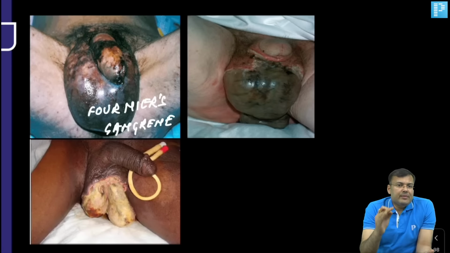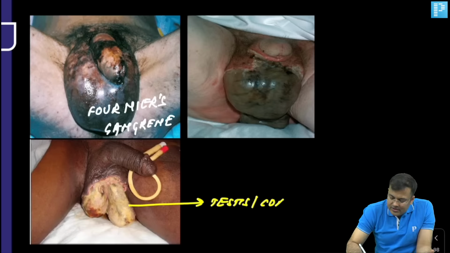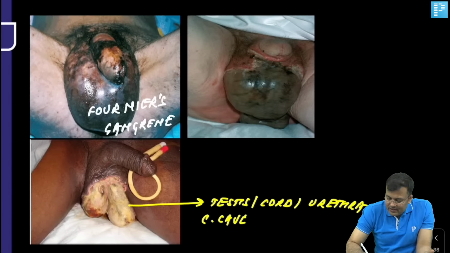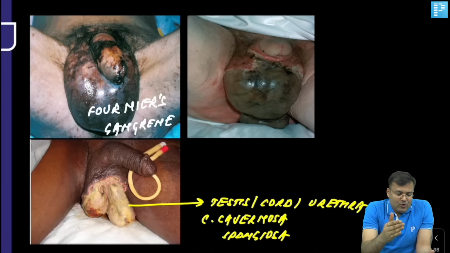So skin, subcutaneous tissue, fascia. What are the structures spared? See this and tell me. Testis spared, cord structures spared, urethra spared, corpora cavernosa spared, corpora spongiosa spared. It is polymicrobial. Aerobes, anaerobes, both of these are responsible. And what is the treatment? You can see we have to go for extensive surgical debridement.